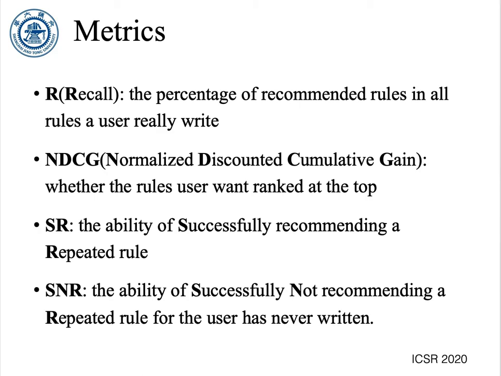Recall, NDCG, SR, and SNR are chosen as the evaluation metrics. Recall calculates the percentage of recommended rules and all rules a user really writes. NDCG measures whether the rules the user wants are ranked at the top. SR represents the ability of recommending a repeated rule successfully. The higher the SR value, the stronger the recommendation approach in recommending repeated rules. SNR represents whether a user receives at least one repeated rule that the user has never written. The lower the SNR value, the better the approach.